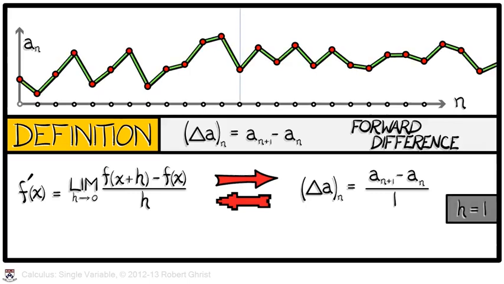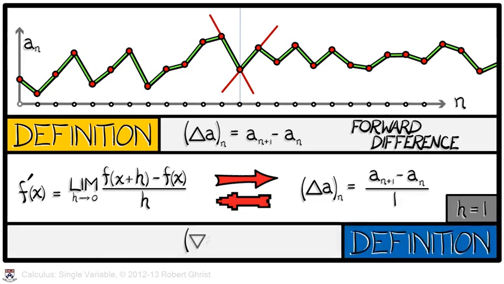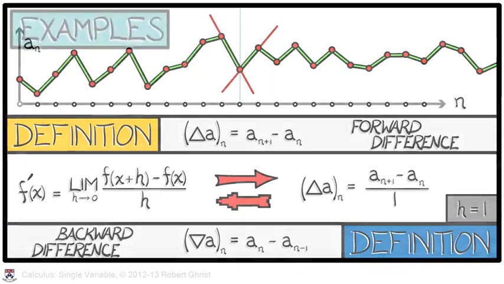Now, if we were to try to graph this function and give an interpretation in terms of slope, then by connecting the dots, this would be the slope of the line segment in front of you, hence the forward difference. This motivates the definition of the backward difference. If you look behind you and consider the slope of that line, we define the backward difference, nabla a at n, to be a sub n minus a sub n minus 1.